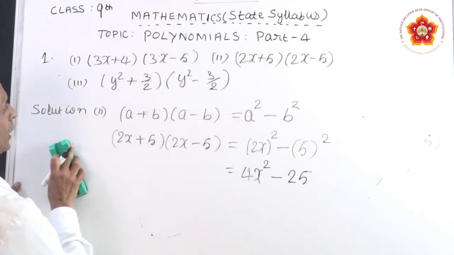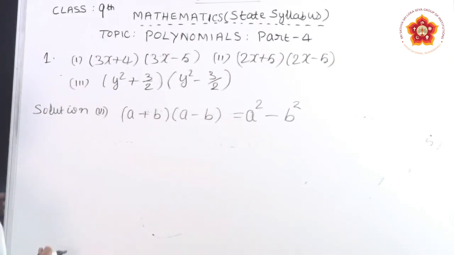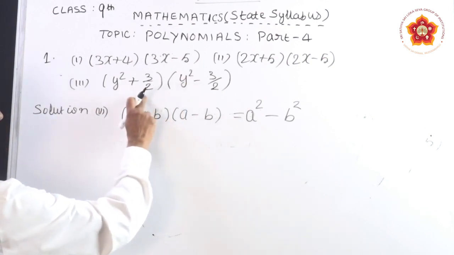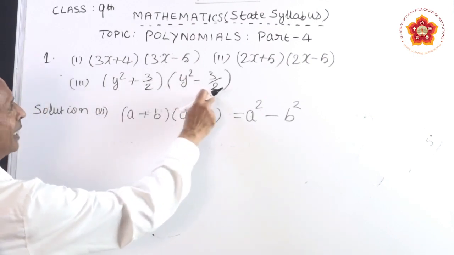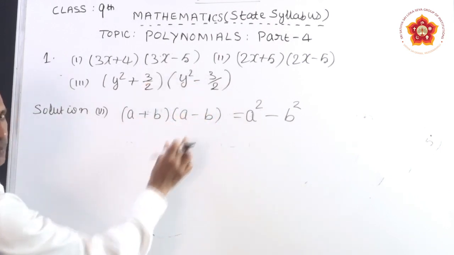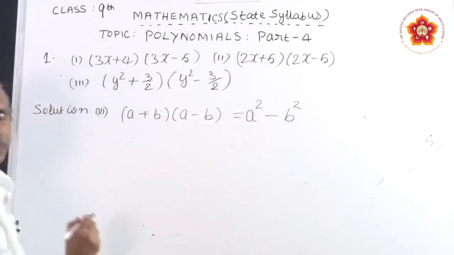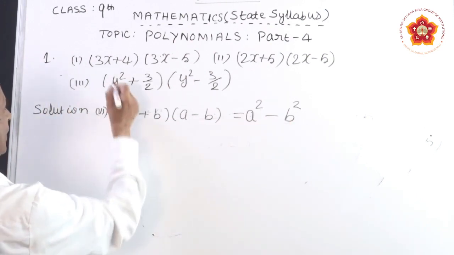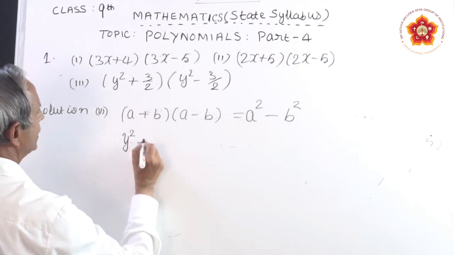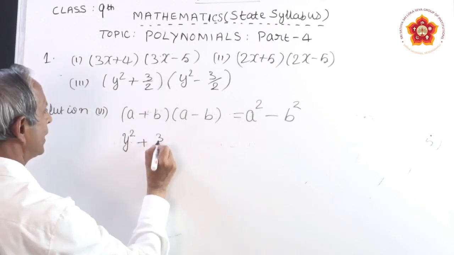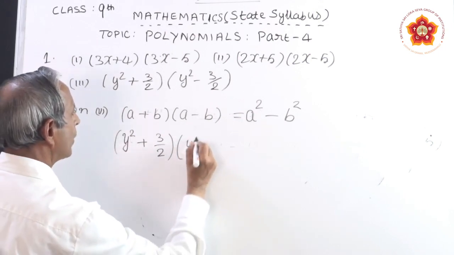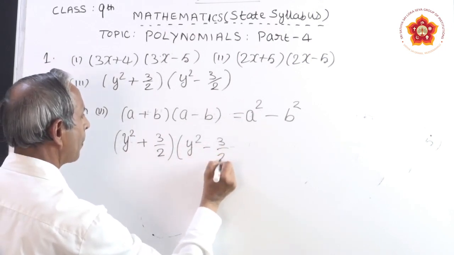Now, let us move to the third one. In the third problem, here also the first terms are the same, the second terms are also the same, but different signs are there. Therefore, here also you have to use the identity (a plus b) into (a minus b) equals a square minus b square. But here, in the place of a, y square is there, and in the place of b, 3 by 2 is there: (y square plus 3 by 2) multiplied by (y square minus 3 by 2).